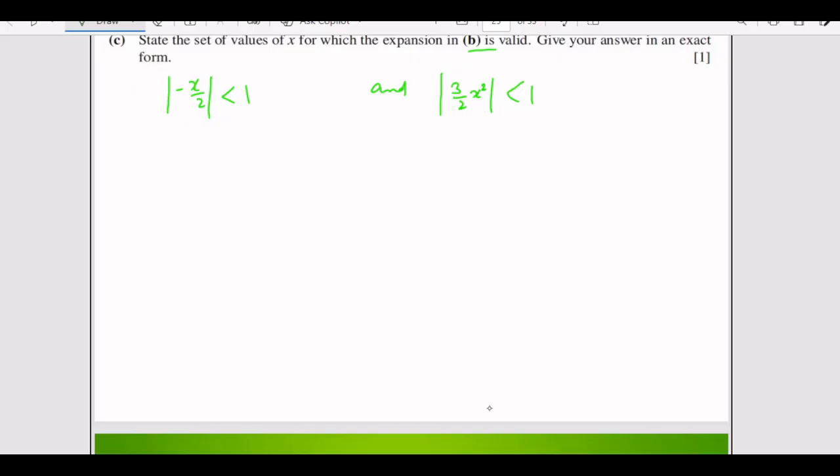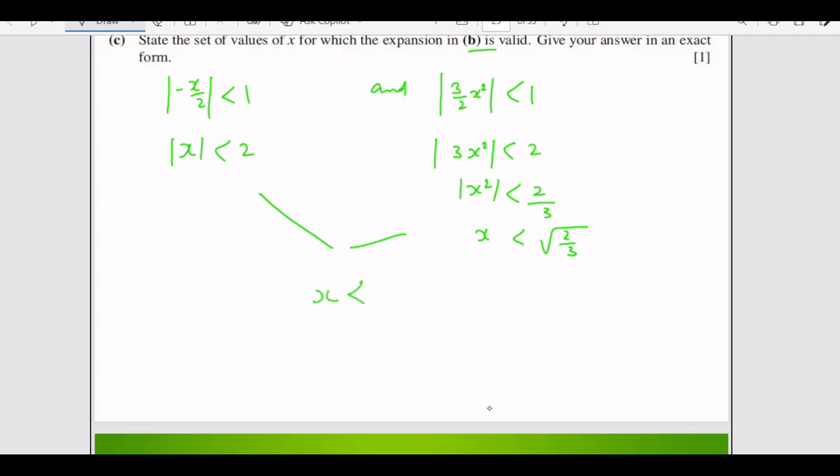Now we will combine this. First of all, let's say this is x less than 2, and this is going to be 3x squared less than 2, so x squared is less than 2 over 3, and then x is going to be less than root of 2 over 3. By combining them, usually the lowest one is the answer. So when you combine, our answer is x is less than 2 over 3. So this is the set of values for which the expansion is valid, right?